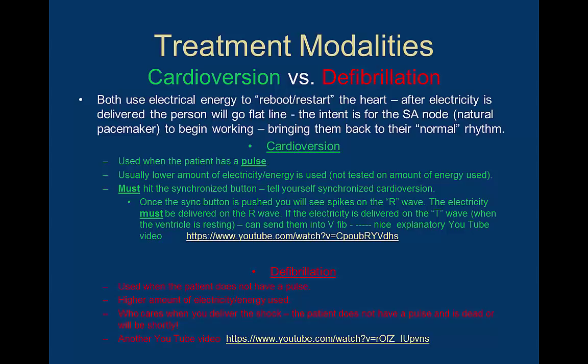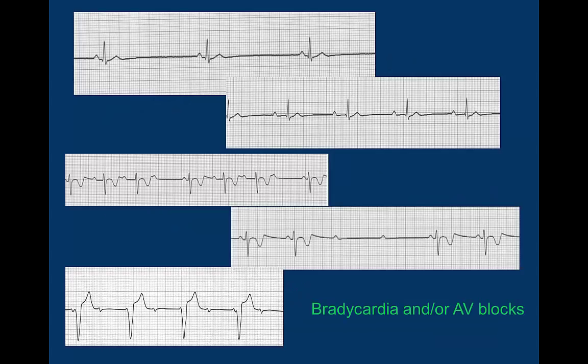We want to make sure that we deploy the energy on the R wave, and that is how the machine works. Now, when we do defibrillation, that means the patient doesn't have a pulse. We're going to use a whole lot more energy, and it doesn't really matter when we shock. The patient doesn't have a pulse, and we need to get them out of this rhythm quickly. Again, another YouTube video.